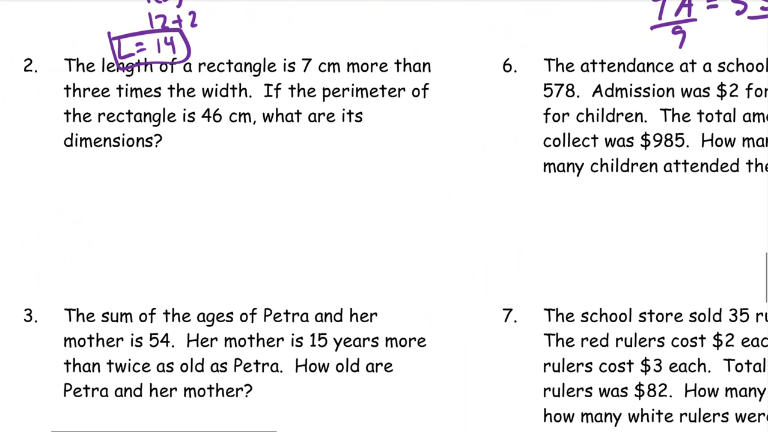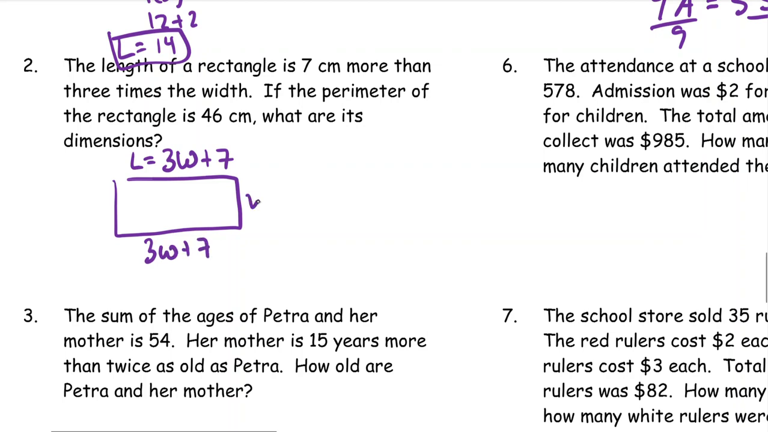The length of a rectangle is 7 centimeters more than 3 times the width. If the perimeter of the rectangle is 46 centimeters, what are its dimensions? Alright, so this is the same type of deal. Length equals 3w plus 7. This is 3w plus 7. This is w. This is w. And our perimeter is 46.